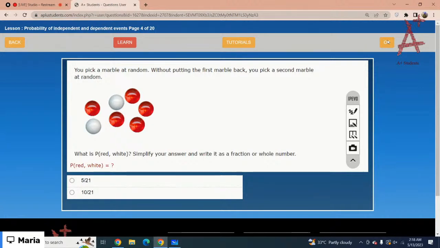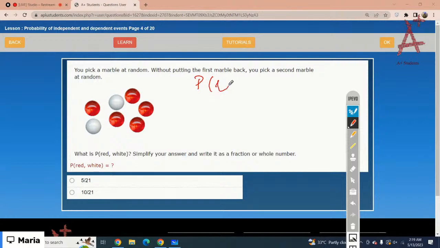You pick a second marble at random. What is the probability of red and probability of white? So let's just calculate the probability of red and probability of white. You didn't put the marble back. That means the events are dependent events. Got it? Okay, for the first time, you're going to select a red marble.